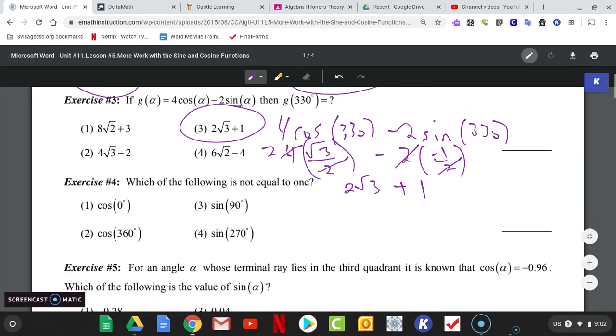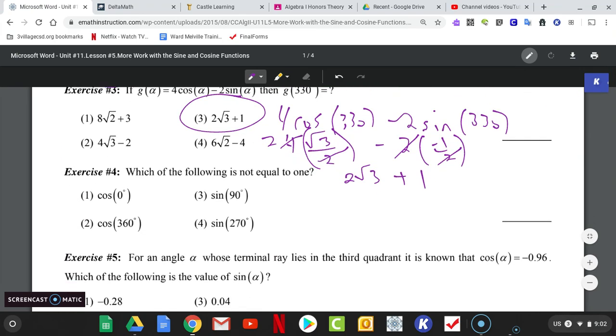Okay. Size 4. Which of the following is not equal to 1? Well, let's think about it. You could plug it into your calculator, or 0 degrees is right there. What's the cosine of 0? What's the x value of 0? Well, the x value of 0 here is 1. That's the unit circle, right? So that's not it.